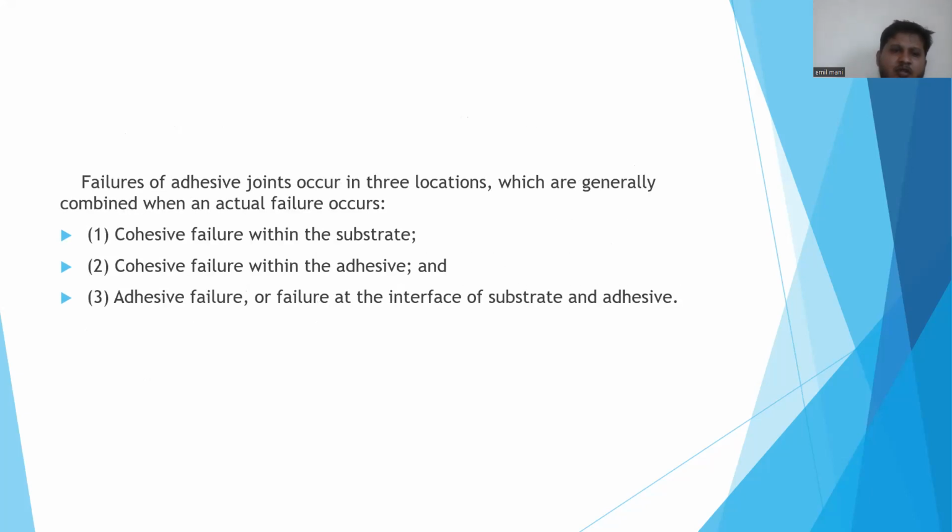Failure of adhesive joints occurs in three locations, which are generally combined when an actual failure occurs. It could be cohesive failure within the substrate, cohesive failure within the adhesive, or failure at the interface of substrate and adhesive.